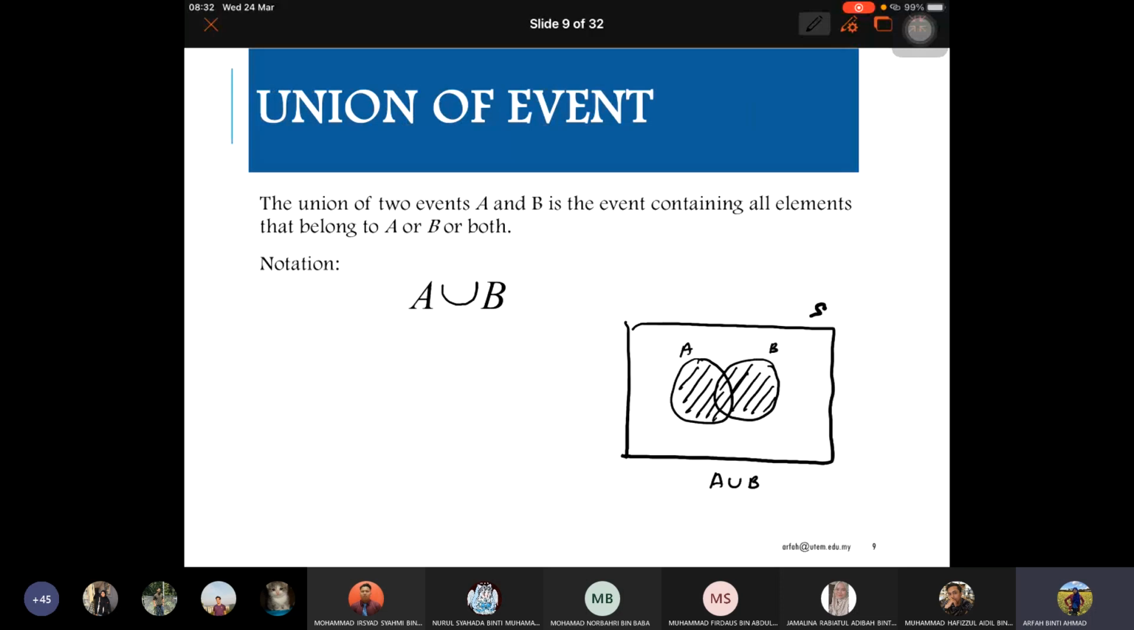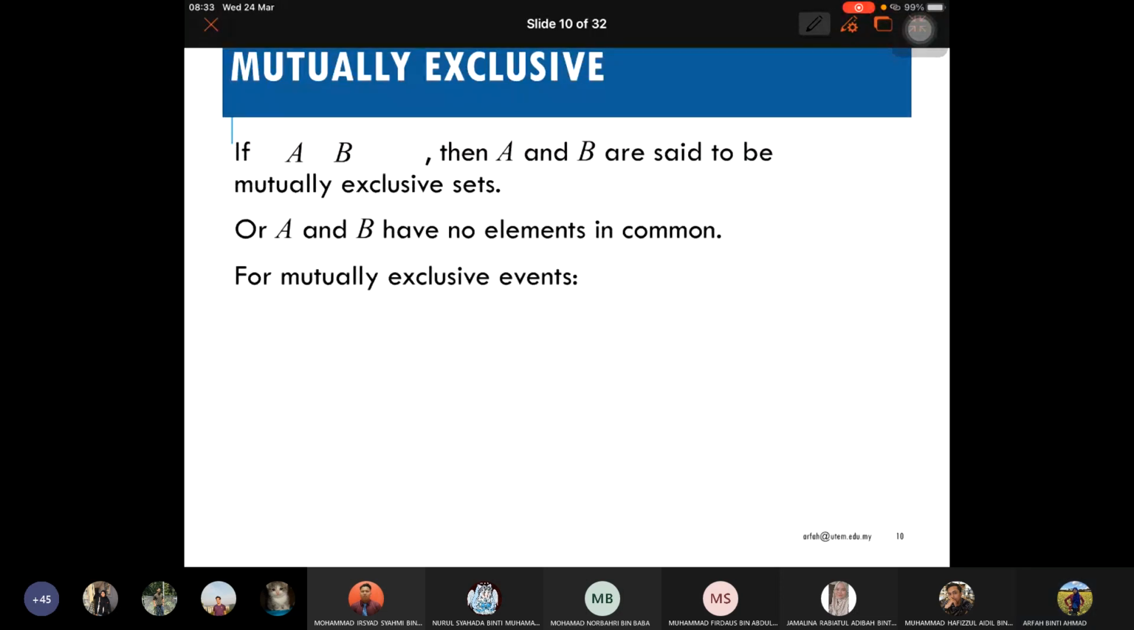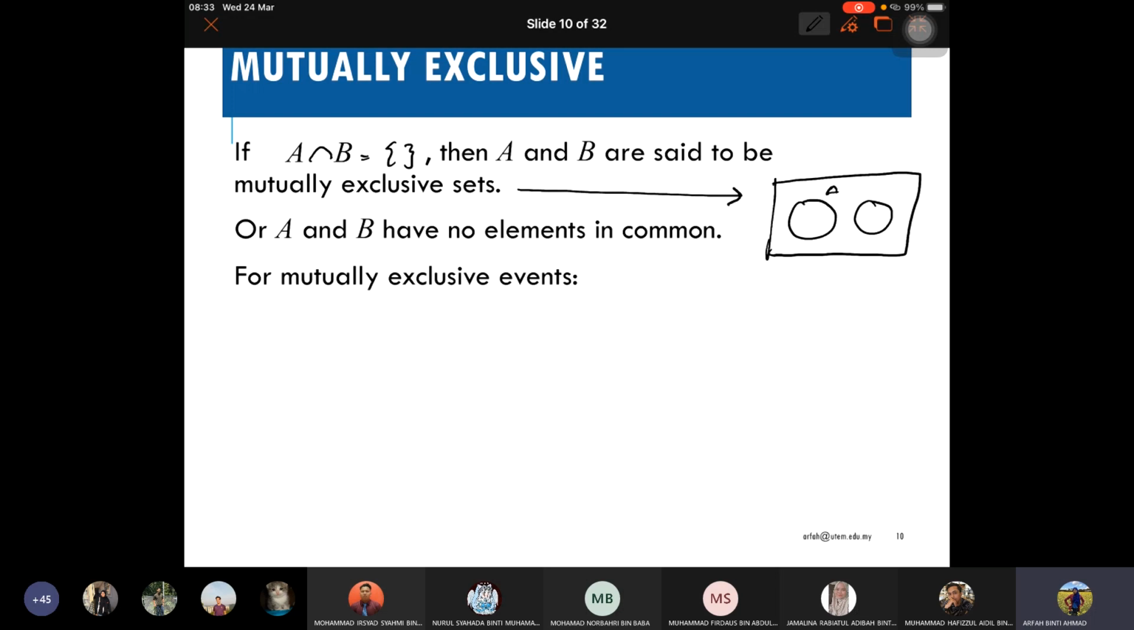So the next one, mutually exclusive. Okay. Mutually exclusive if A and B adalah sama dengan satu set kosong. That is untuk case tadi. So then A and B are said to be mutually exclusive event. This is for the case that I just draw just now, yang mana there is no intersection between A and B. So A dan B akan sama dengan kosong, set kosong. Or A and B have no elements in common.